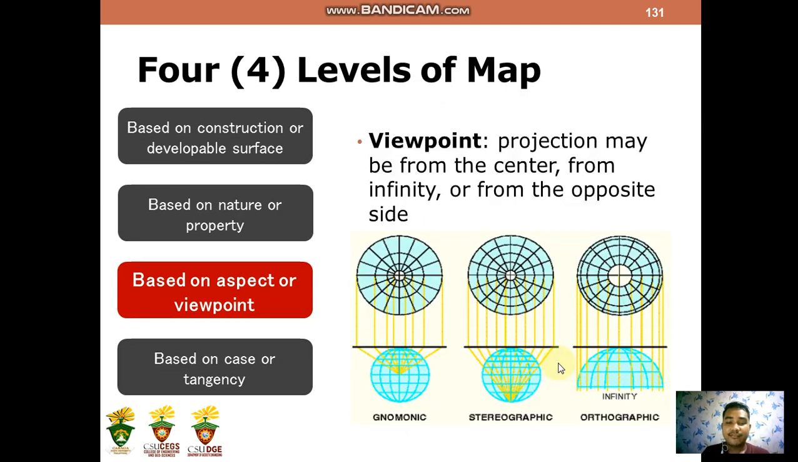For viewpoint, the projection may be from the center, from infinity, or from the opposite side. When the projection viewpoint is at the center of the Earth, it is called gnomonic. When the viewpoint is from the opposite side, the plane is placed opposite, and it is called stereographic. When the viewpoint is from infinity, the rays are straight and parallel, and it is called orthographic.